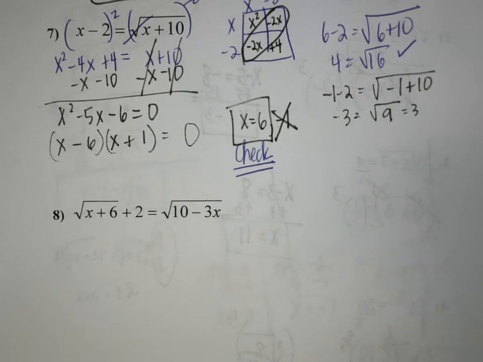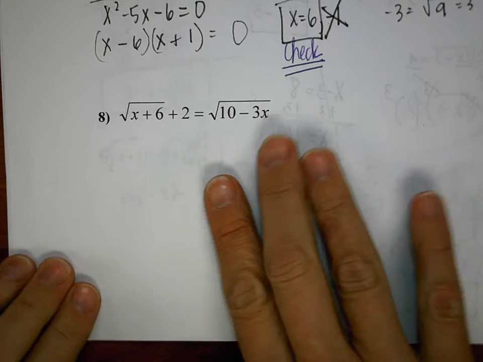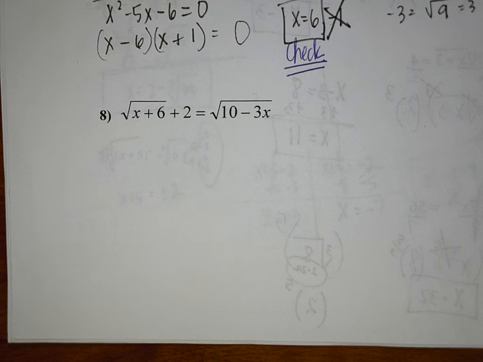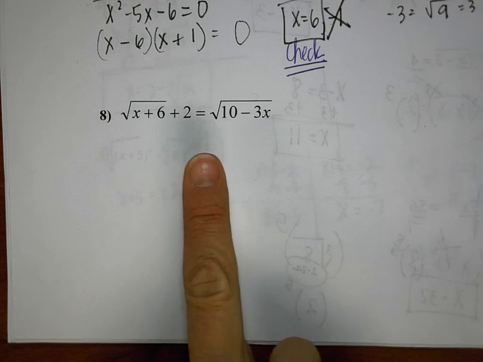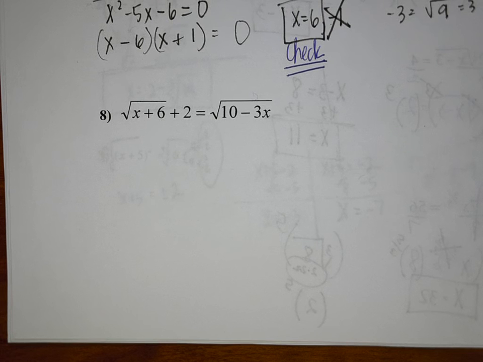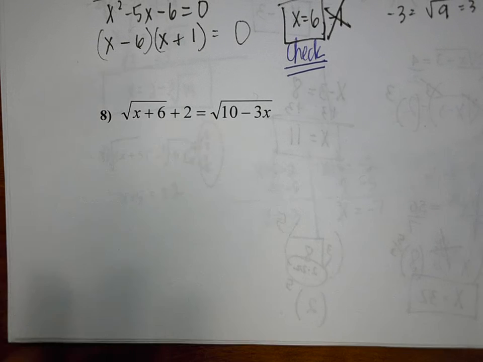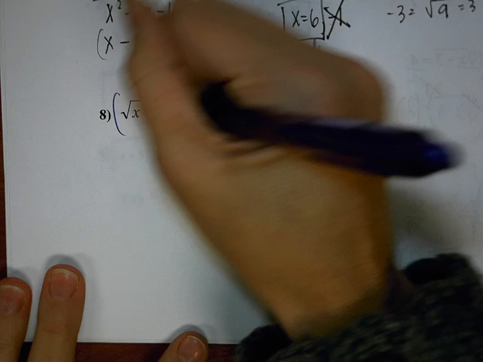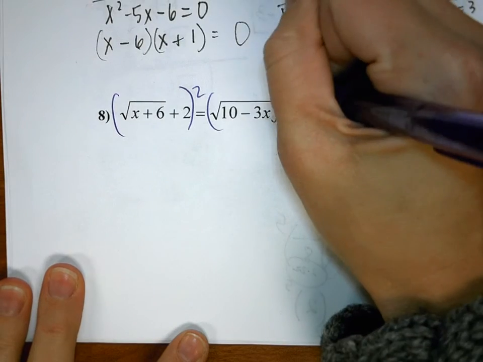Okay, number 8. If you get to a question like number 8 on your homework, you do not have to do it. Number 8 will be an extra credit question on your test. Do you guys want to see how to do it? Yes. Okay. Do you see on this problem, there's no way of getting all your roots on one side. There's no way of getting rid of this positive 2. So the only way to do this problem right now is to square both sides. Okay? So we're going to square both sides.